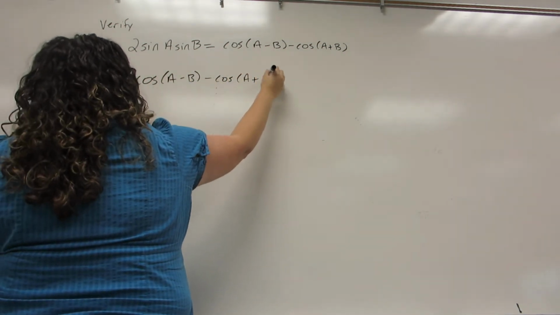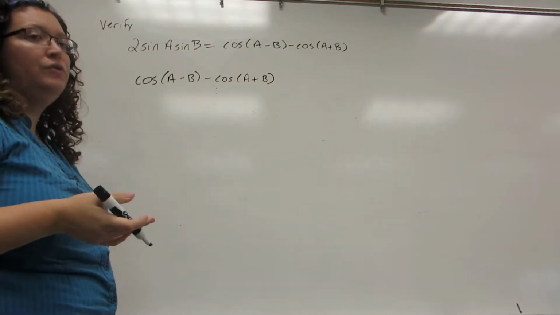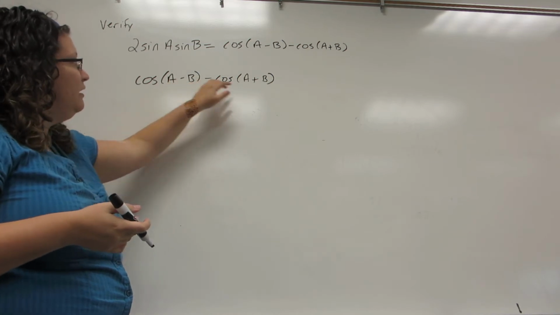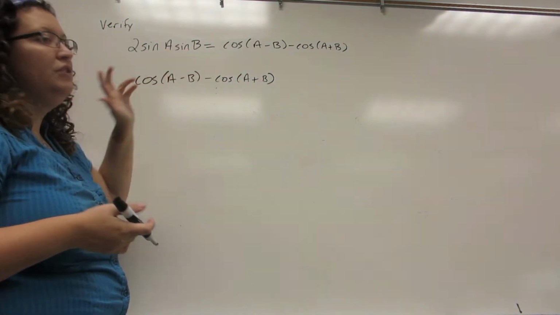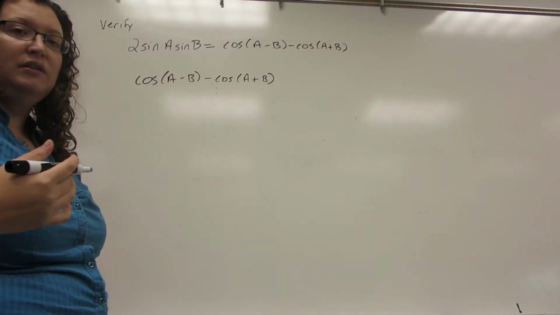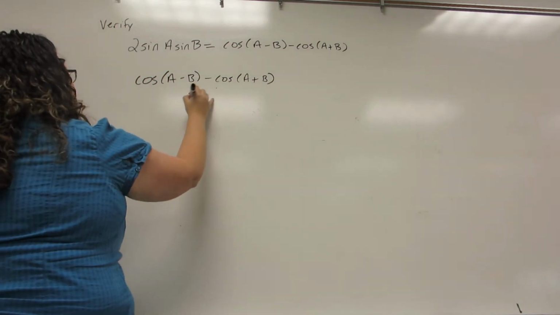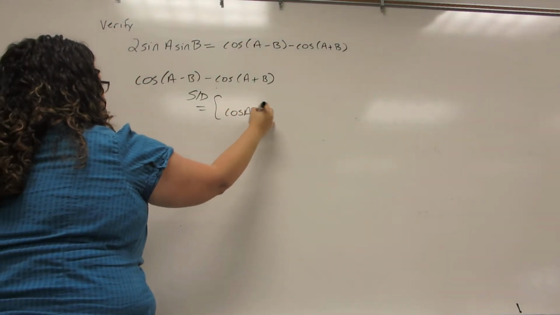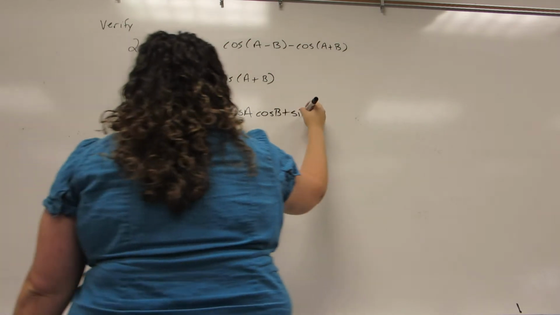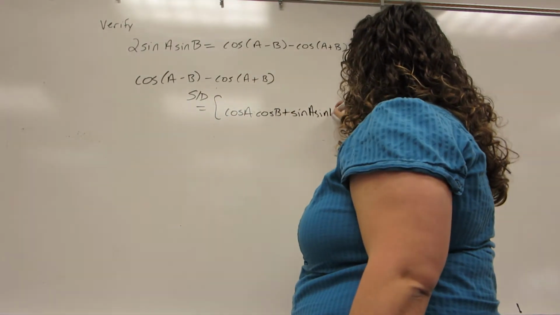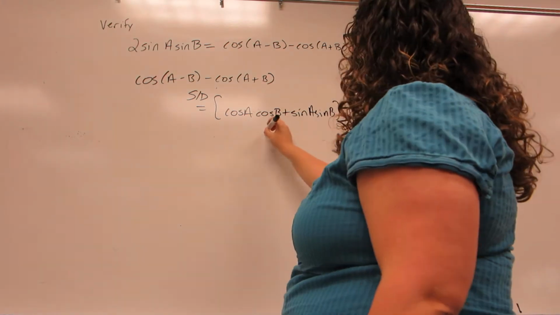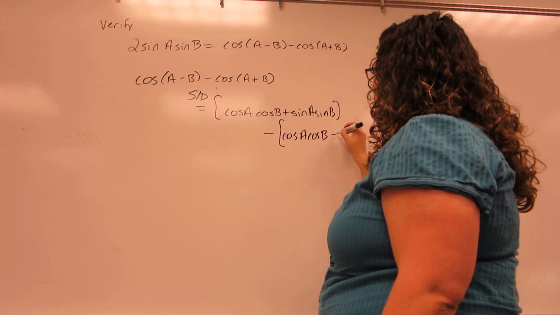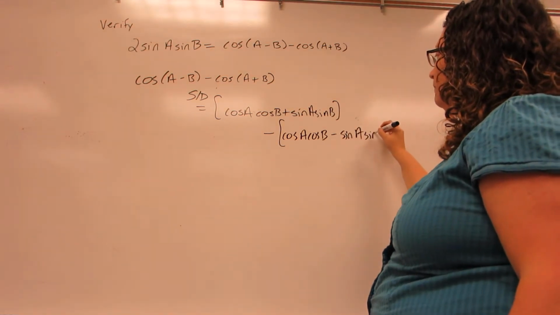Now, another one of our verification tricks said to make sure that the angles matched. You can't turn an A into a B, but you can most definitely simplify these A minus B, A plus B down into just A's and B's. And we're going to do that using the sum and difference identity. So by the sum and difference identities, this first one turns into cosine A cosine B plus sine A sine B. Minus, the second one turns into cosine A cosine B minus sine A sine B.